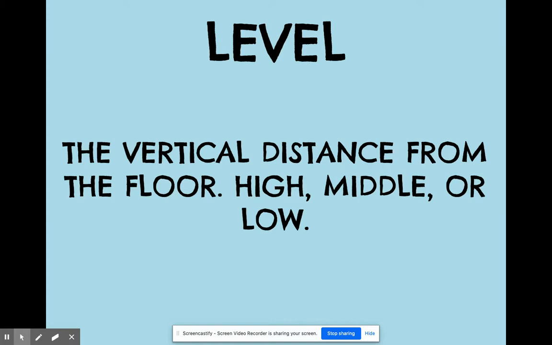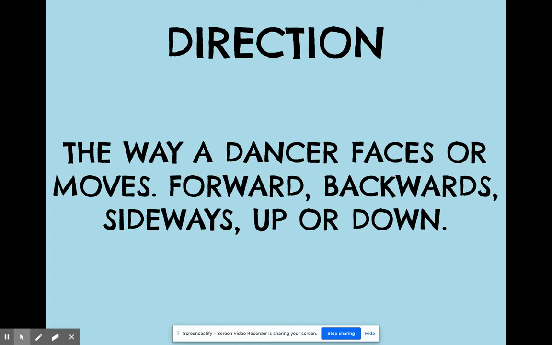Level is your distance from the floor. So, if you are at the high level, that means you are jumping. Middle level is standing. Low level is crouching or lying down. Direction, just like you'd think, is the way a dancer faces or moves.